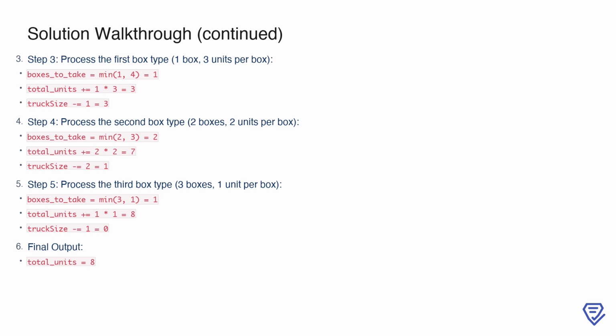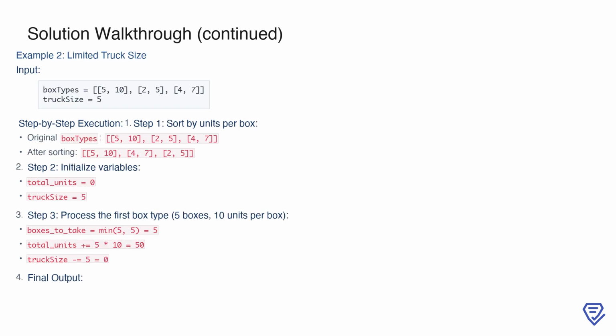Finally, we move to the third box type, which has 3 boxes and 1 unit per box. Since the truck can only hold 1 more box, we take just 1 box, adding 1 unit to our total. This brings the total number of units to 8, and the truck is now full with a capacity of 0. The final output for this example is 8 total units.